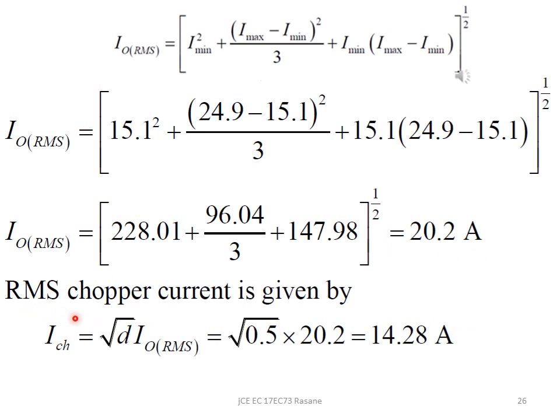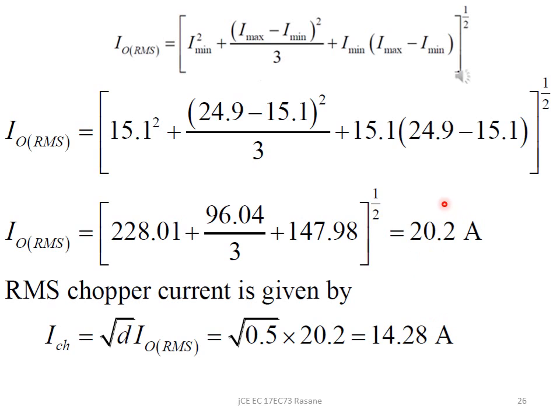Next, we have to look into the RMS chopper current. ICH is the current flowing through the chopper, that is equal to root of D into I naught RMS. So it depends on the duty cycle, on and off time, because the chopper turns on and off. So this value is equal to 14.28.